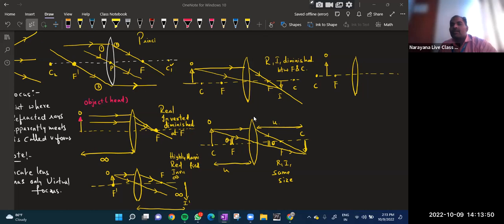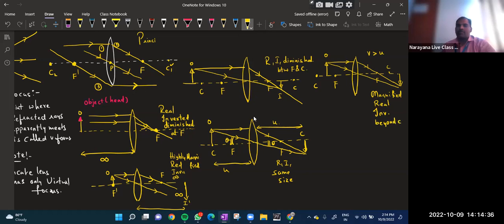So now if you place the object between C and F, one ray of light will be parallel, no? How will it go? Through the point of focus. And another ray of light falling at the pole goes straight like this. Somewhere beyond the center of curvature, it will form. Means it is magnified. Why? Because the image distance is bigger. Remember this point: if image distance is more than object distance, then the image is always magnified, and the refracted light rays really meet, no? So it is a real image, and all real images are inverted. And where is the image formed? Beyond C.